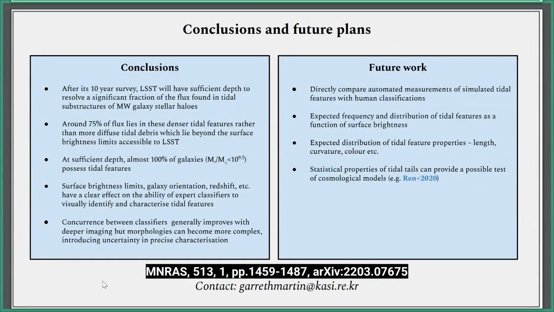So at the end of the 10-year survey, Rubin should have sufficient depth to resolve quite a significant fraction of the flux that we find in the tidal substructure of Milky Way mass galaxies and more massive objects as well. About 75% of the flux within these Milky Way mass stellar halos actually lies within these denser tidal substructures rather than more diffuse tidal debris.